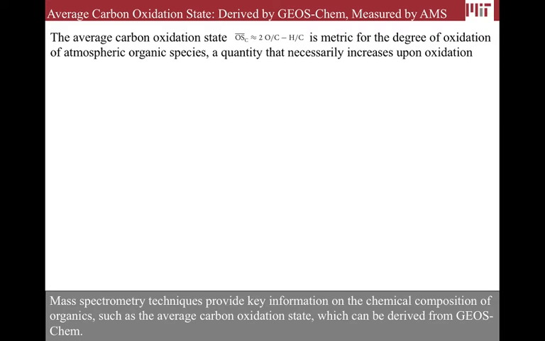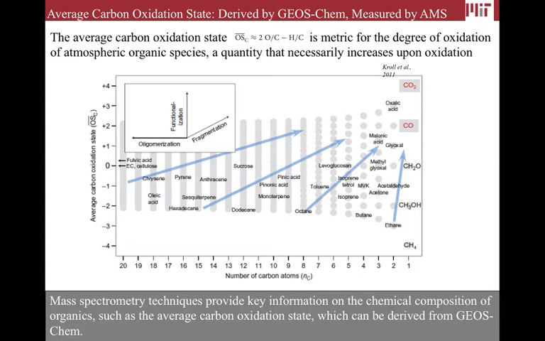it's directly proportional to O, so it will depend on the oxidation state of the molecule that we have, and will increase with oxidation. It was introduced by Jesse Kroll in his paper, and you can see here on the x-axis we have the number of carbon atoms that an organic molecule might have, and on the y-axis is the average carbon oxidation state calculated from this formula, and you can see how eventually all the organics in the atmosphere will oxidize to CO2.